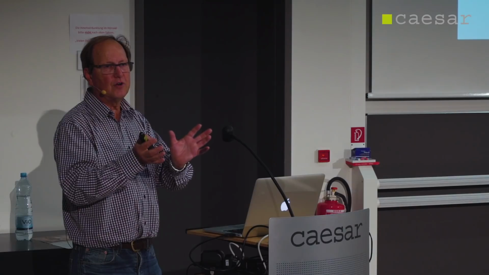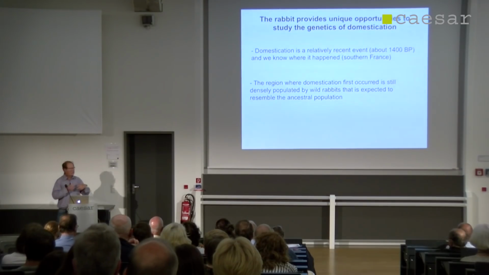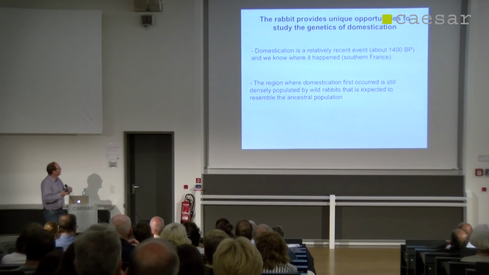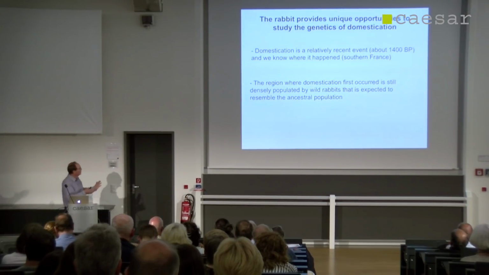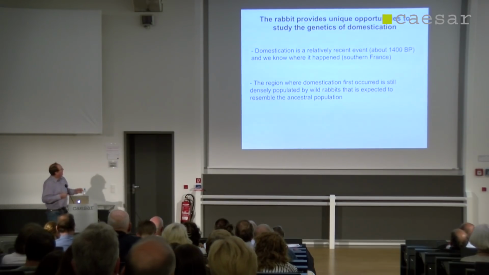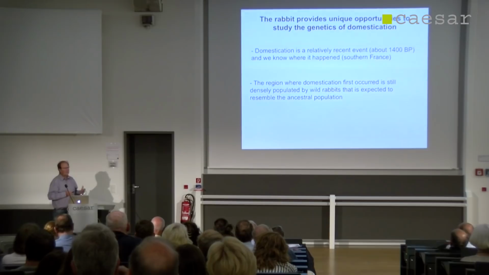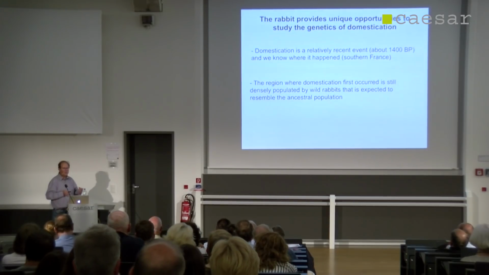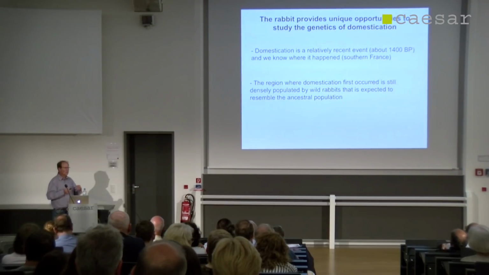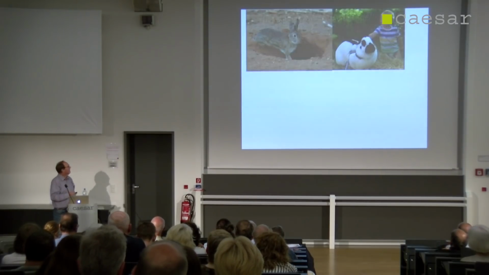And at that time, rabbits only occurred in the Iberian Peninsula and southern France. So they couldn't hybridize with wild populations further north because there were none. And this area is still densely populated with rabbits that we think are very similar in genetic constitution to the ones that were domesticated 1400 years ago. So we could make a direct comparison.